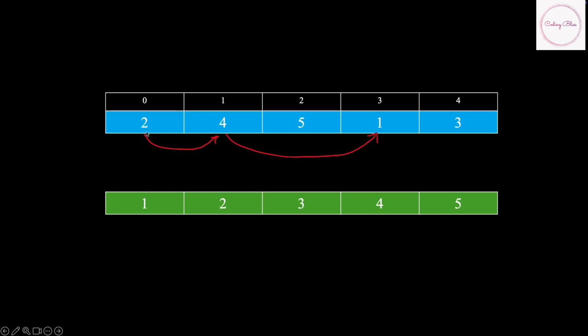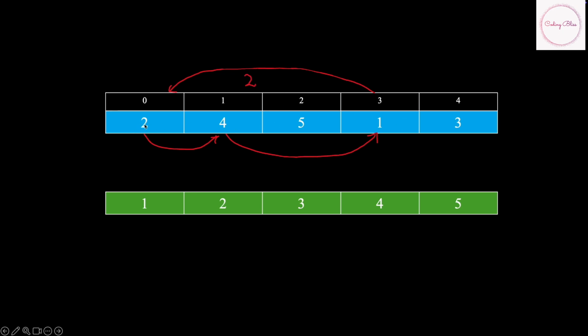Okay, so if you see here, for index 0, 2 has to move to index 1. But now let's take what is there in index 1. That is 4, and 4 has to move to index 3. Now 1 is here and 1 has to move to index 0. So now you see a cycle is forming. So that means if we form a cycle with 3 elements here, then we need 2 swaps. Let me tell you how.